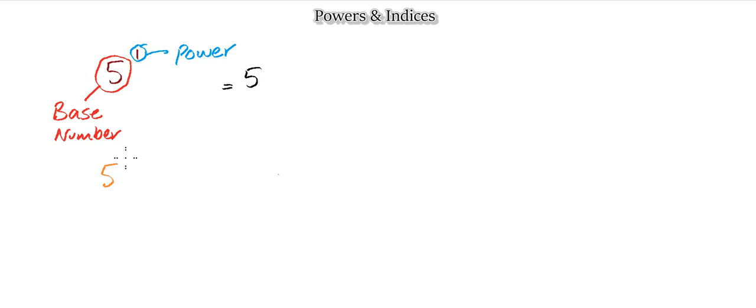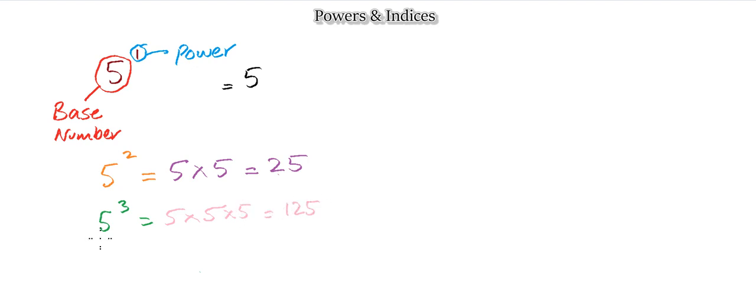5 to the power of 2, now that means that I'm multiplying 5 by itself 2 times. So that'll be 5 multiplied by 5, which gives me 25. Likewise, if I have 5 to the power of 3, now that means I'm multiplying 5 by itself 3 times. So that'll be 5 multiplied by 5 multiplied by 5, which gives me 125.